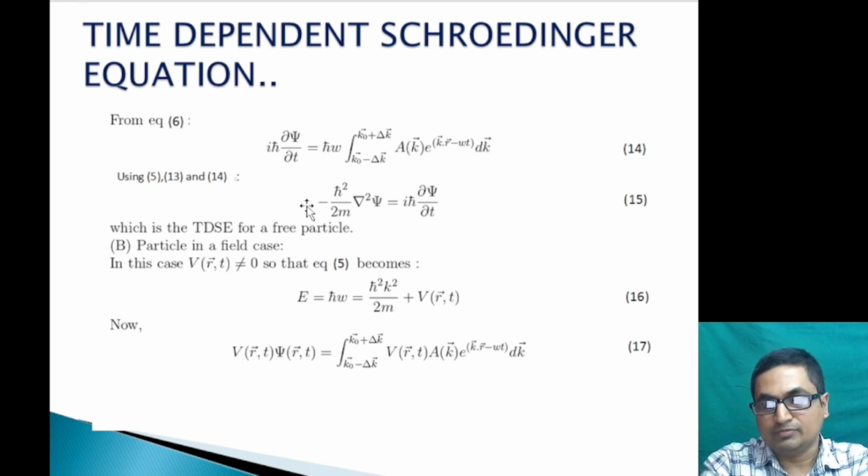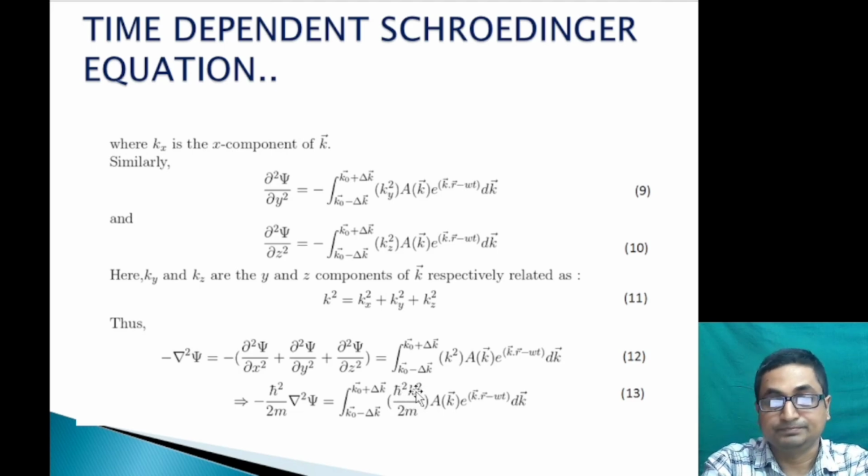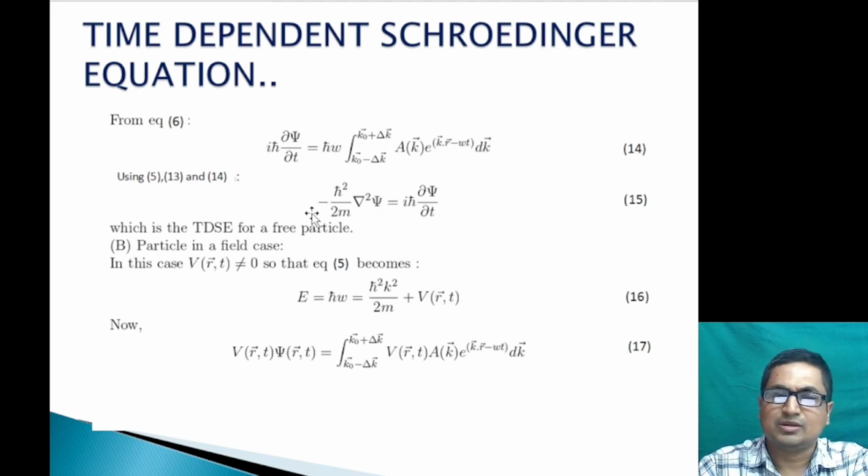If you look at equation 13, this is also simply the energy term, because energy is equal to h bar square k square by twice m, where h bar k represents momentum. So with this we are left with equation 15: minus h bar square by twice m del square psi equals i h bar del psi by del t, and this is nothing but the time dependent Schrödinger equation for a free particle.